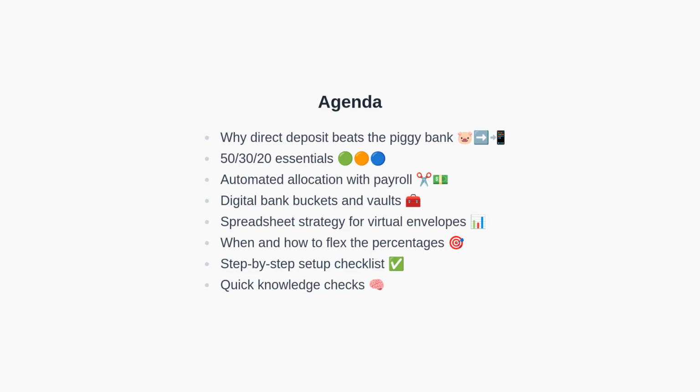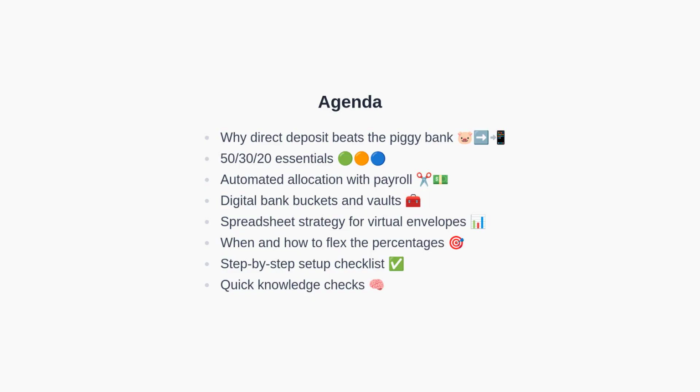We will start with why direct deposit is more efficient than physical cash management. Next, we'll cover the 50-30-20th rule basics. After that, we'll dive into automated allocation using payroll, digital banking buckets, and a spreadsheet strategy. Then, we'll discuss when to adjust the percentages based on your goals, followed by a practical checklist and knowledge checks.